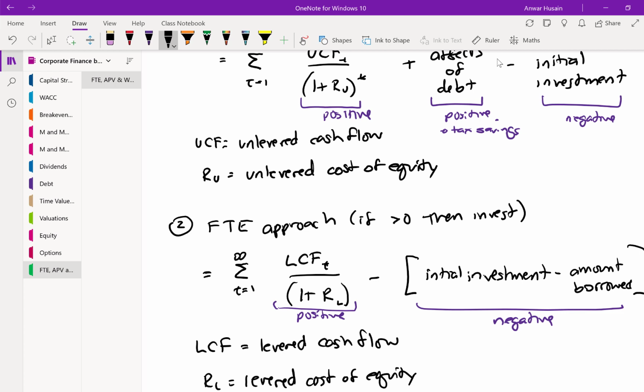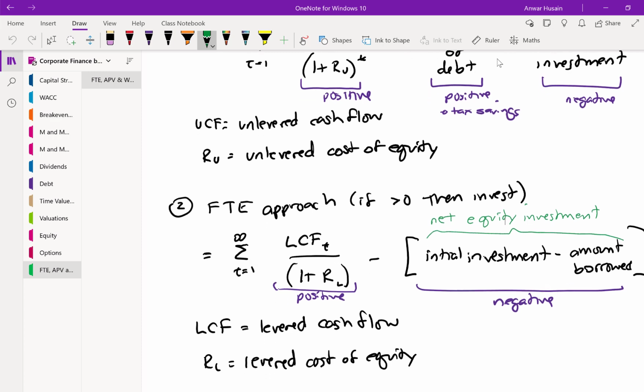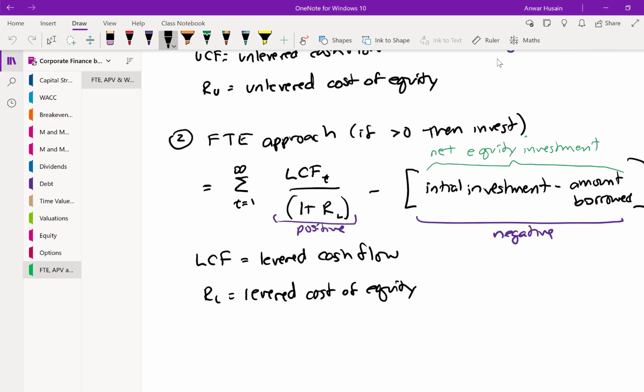Now the interesting thing about this one is, what does this actually mean? This is the investment minus the amount borrowed. So what they're trying to do is find out what is the actual equity investment. I'll call this the net equity investment. So it does not include money that you borrowed, because it's done from the perspective of the shareholders. So they care a little bit less about that. They only care about what they're putting in.